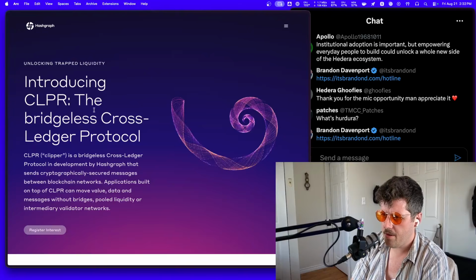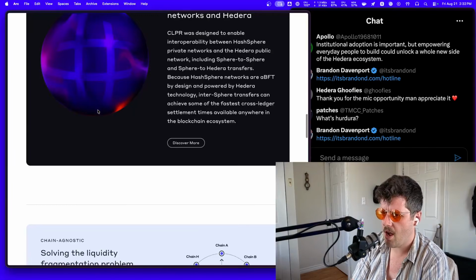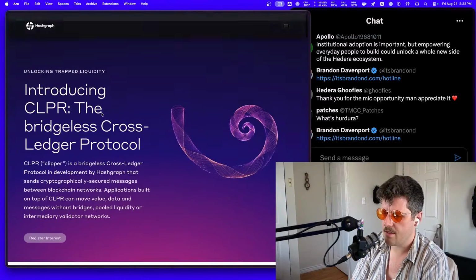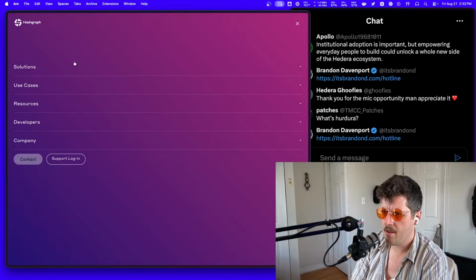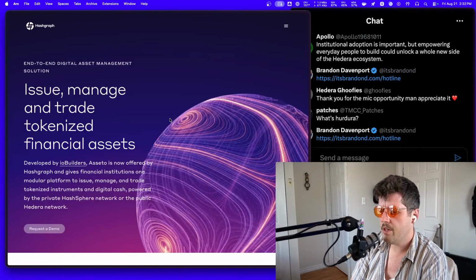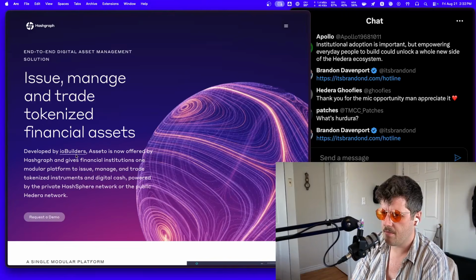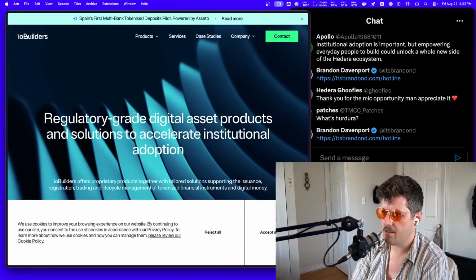Also, they've got Clipper, which is kind of a bridgeless solution to bridge things across public and private networks. So this is a product that they have that they want to get to market. We also have Assetto, which is being able to do the issuance and managing of financial assets. This is developed by a firm that Hashgraph has an investment in, IO Builders.